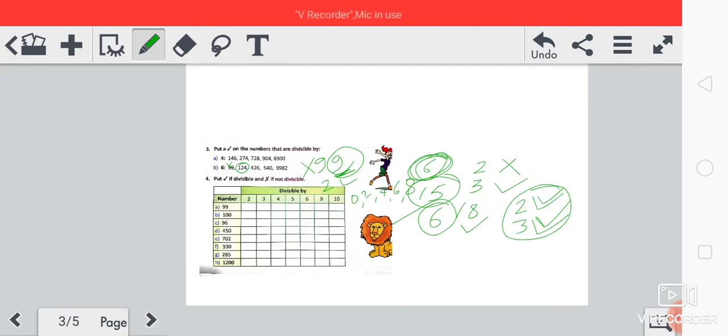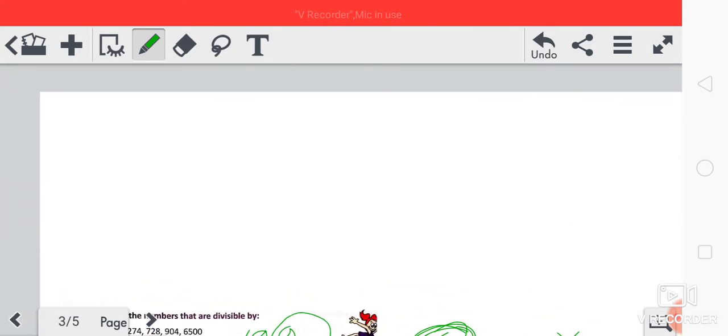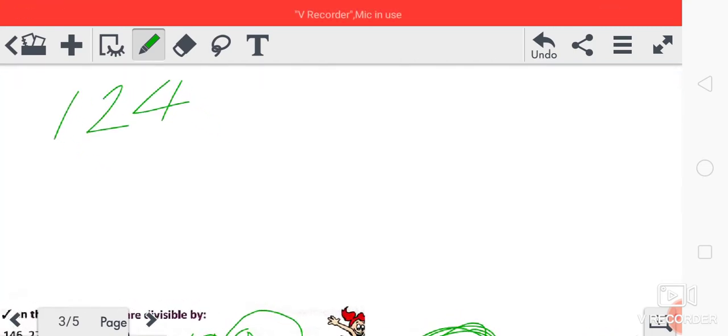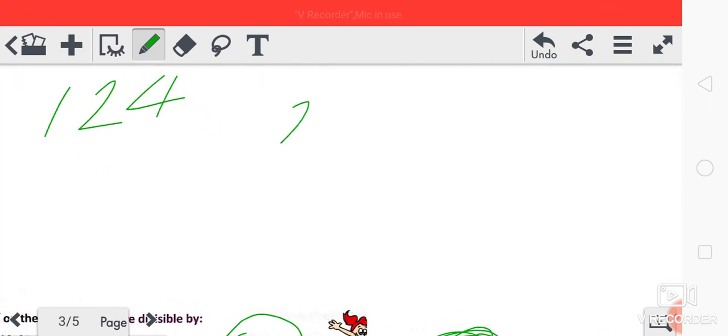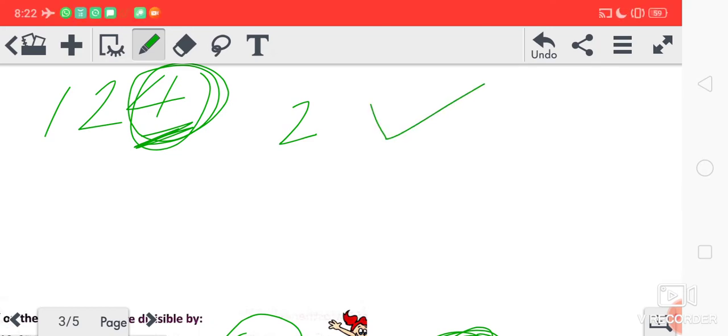We'll see this part. Okay, 124. We have to see whether it is divisible. So first of all, we'll check with 2. For 2, what is the last digit? 4. So the last digit is 4. That means it is divisible by 2.